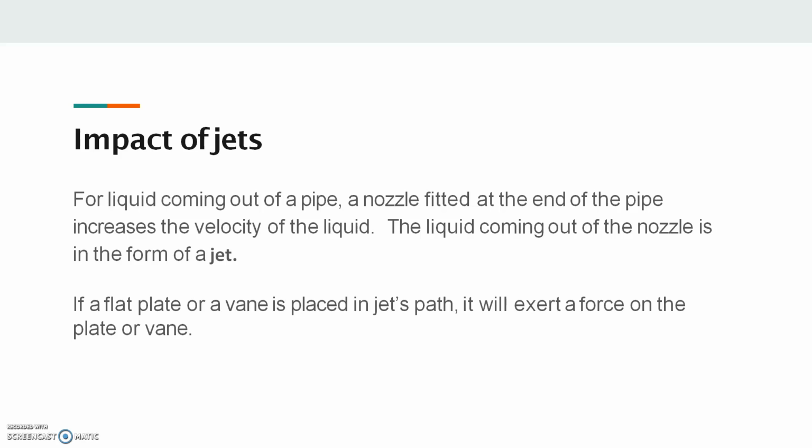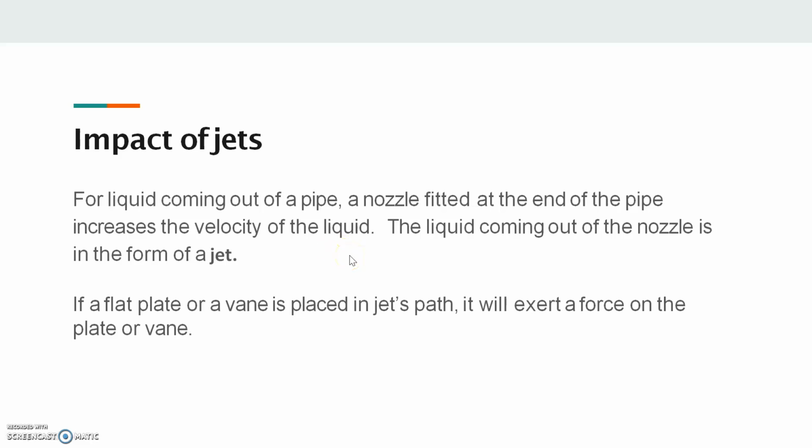For any liquid coming out of a pipe, when a nozzle is fitted at the end of the pipe, what will happen is it increases the velocity of the liquid. And the liquid coming out of the nozzle is in the form of a jet, and that is what you call a jet. Now, if a flat plate or a vane is placed in the jet's path, what will happen?